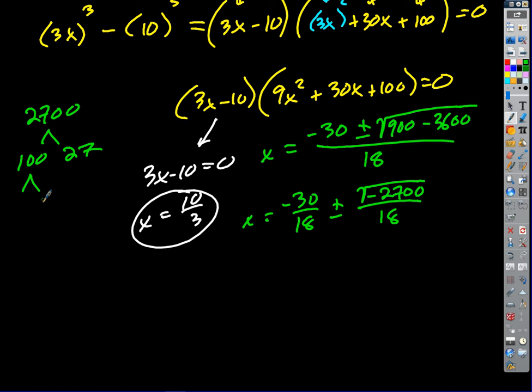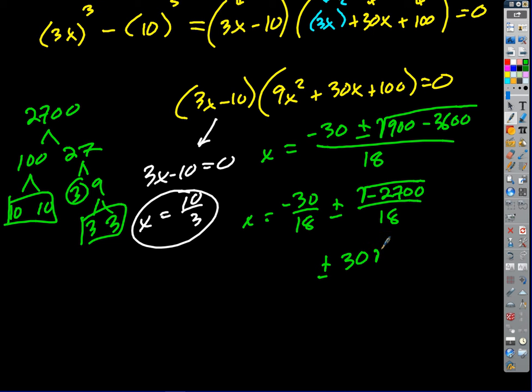What's 100 break up into? Well, how about 10 and 10? So I get a couple of 10s. 27 is going to break up into 3 times 9. So I get a couple of 10s and a couple of 3s and a single 3. So that's just going to give me 30 times the square root of 3 over 18, and the negative becomes an i. Right? And then I can just reduce those fractions, and I got all three. Okay? All right. You're good.